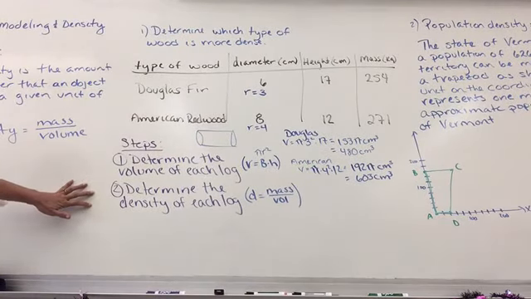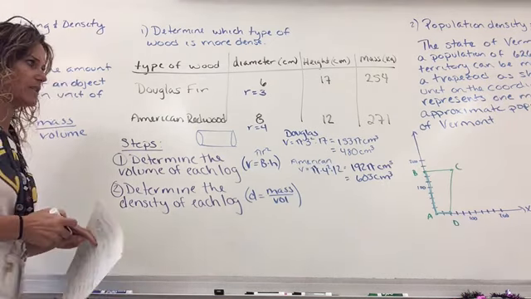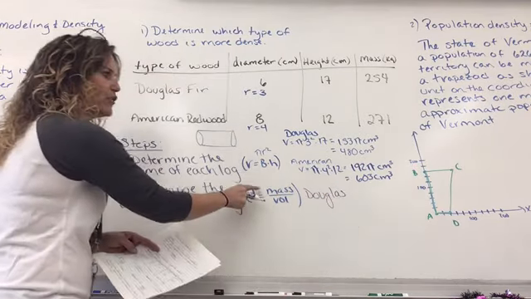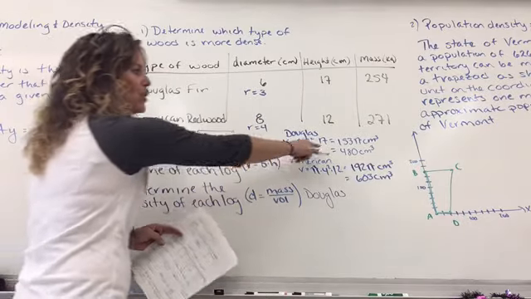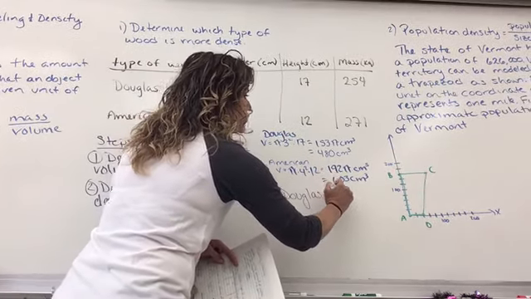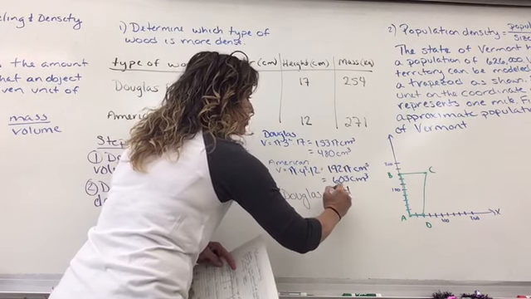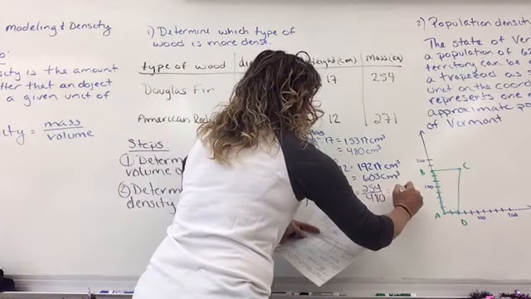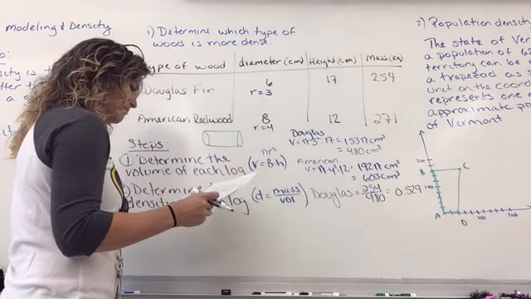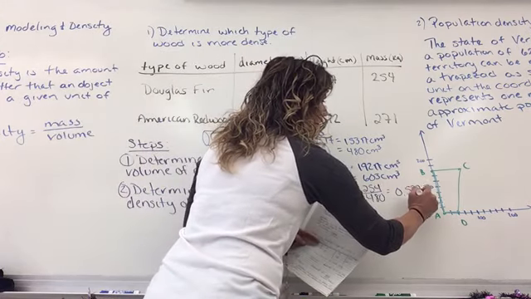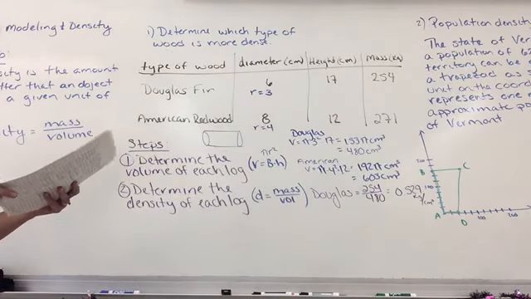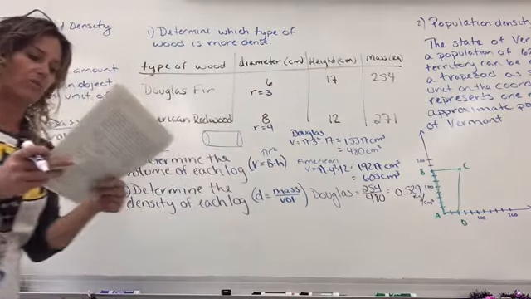So to find the density of each, let's do the density. Let's do it in purple so it stands out. So for the Douglas fir density, take your mass, that 254, and divide it by the volume that we found. So 254 divided by the volume of 480 comes out to be approximately 0.529, and that is kilograms per centimeters cubed. Those are our units. Mass was in kilograms. All of our measurements were in centimeters.